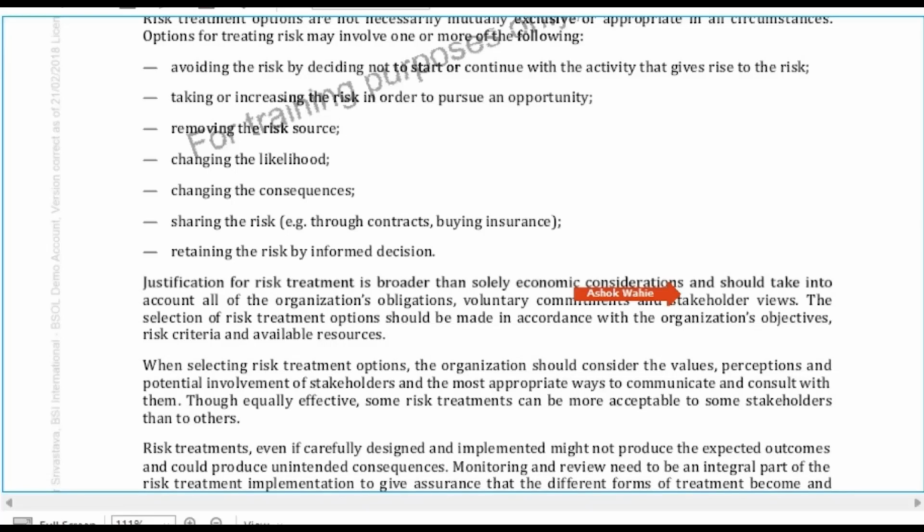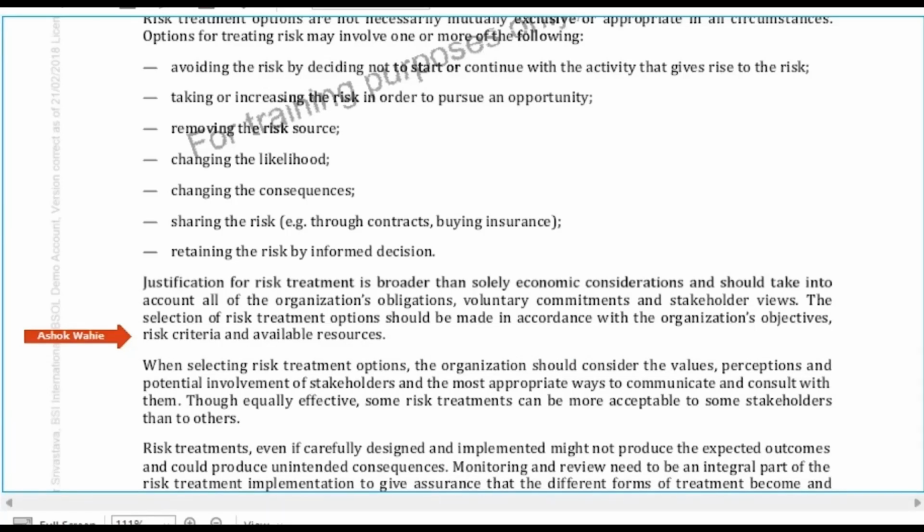Then the selection of the risk treatment option should be made in accordance with the organization's objectives, criteria, and the resources available. So when we are looking at the risk treatment options, you must look at what the objective of this particular process is. If I do not treat this risk, will I be able to achieve the objective? No. What is my risk criteria? My criteria says any risk which is falling in the bucket of medium and high, I must treat. So this risk is falling in the medium or high bucket, I must treat it.